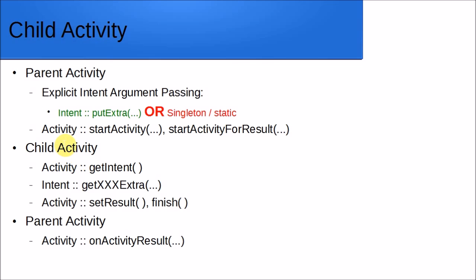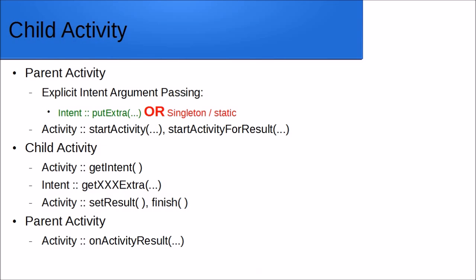So on the child side, this is the parent side. This is the child side. On the child side, to return stuff, I will use set result. That puts a result into whatever buffer Android is using to copy stuff over, and I'll call finish to terminate the child activity.